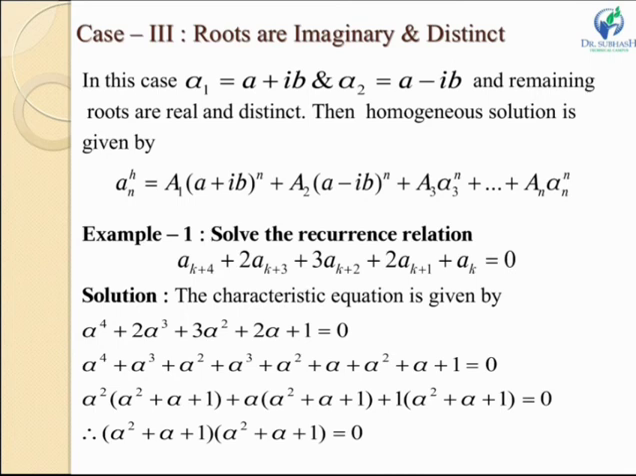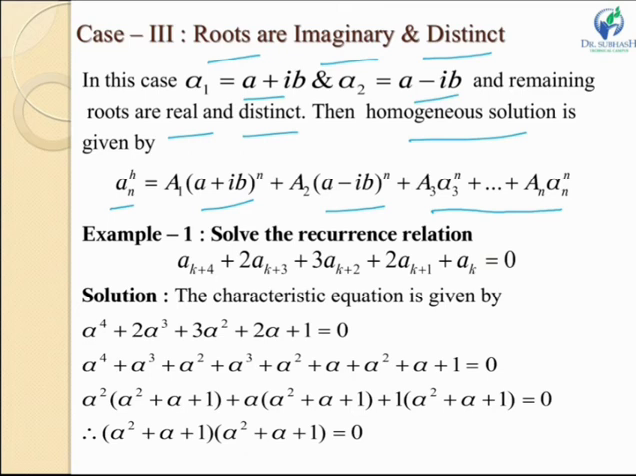Now let us move towards another case, case 3. Here the roots are imaginary and distinct. See, in this case we get roots like a plus ib and a minus ib. Suppose these are the two roots and the remaining are real and distinct. That is, it is a mixture of real and complex. Then the homogeneous solution is given by a_n^h equal to a1. First time we will take the plus sign raised to n. Second time we will take the minus sign raised to n, and other roots we will write according to case 1.